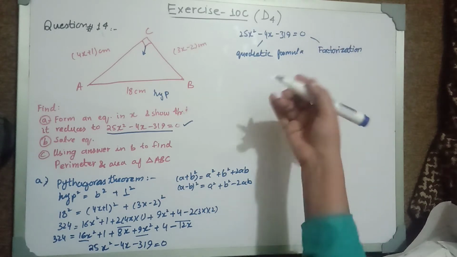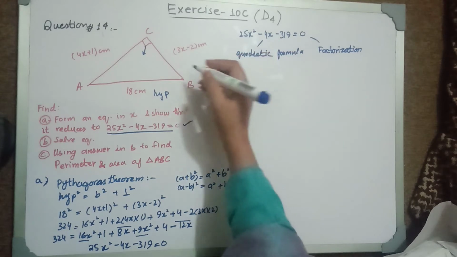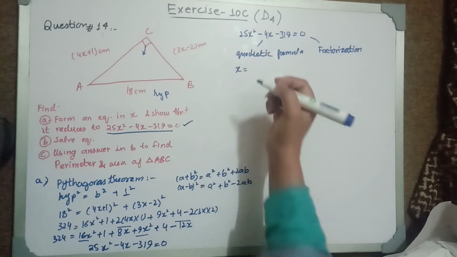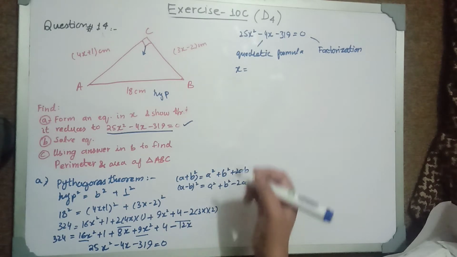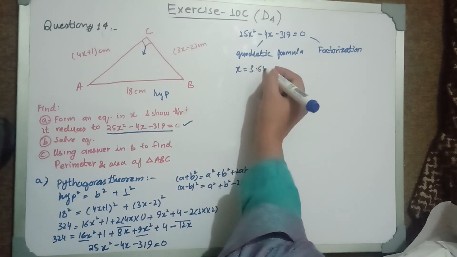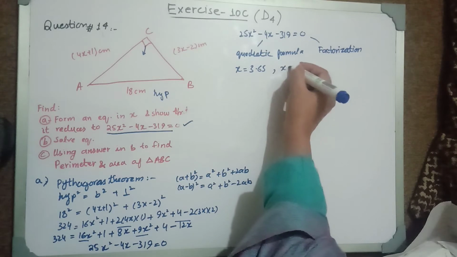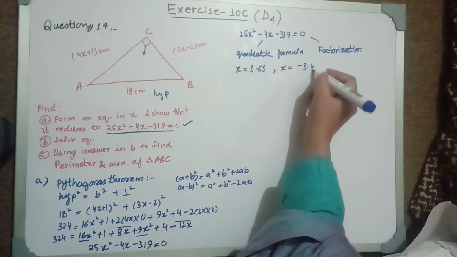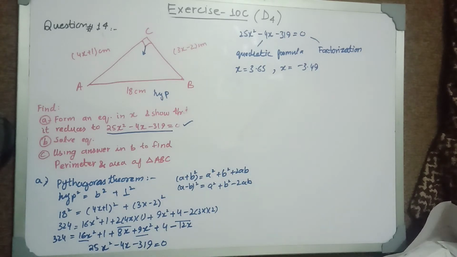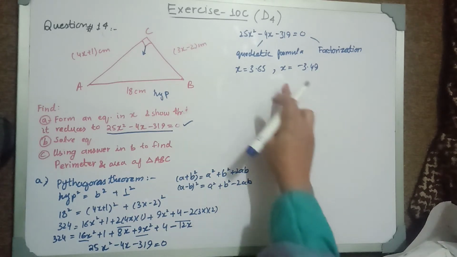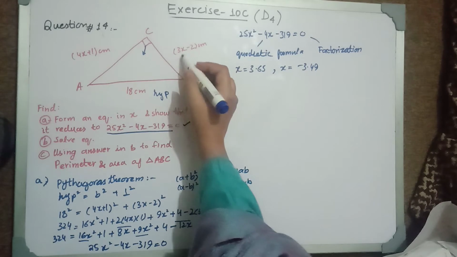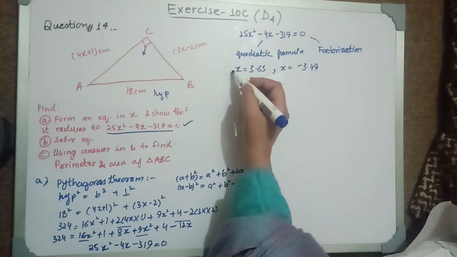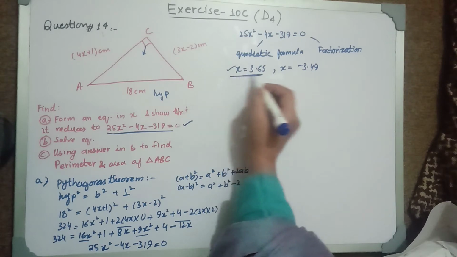So it's up to you whichever method you adopt, and when you solve it by using any of these methods, the values of x you will get are x equals 3.65, and the second value of x will be minus 3.49. And of course we can't use the negative value, because the value of any side of a triangle cannot be negative, it's always positive. So this is the value of x that we will be using.